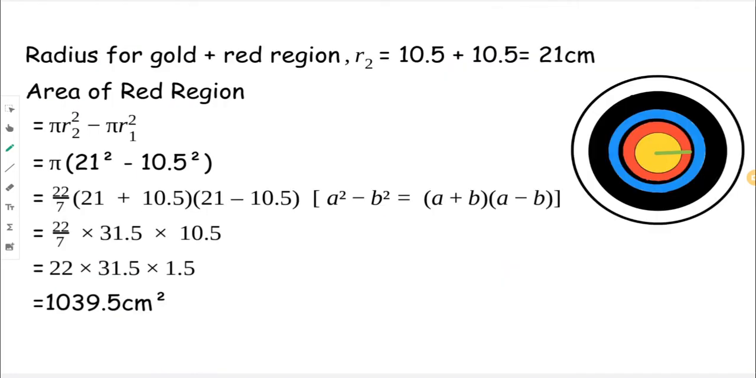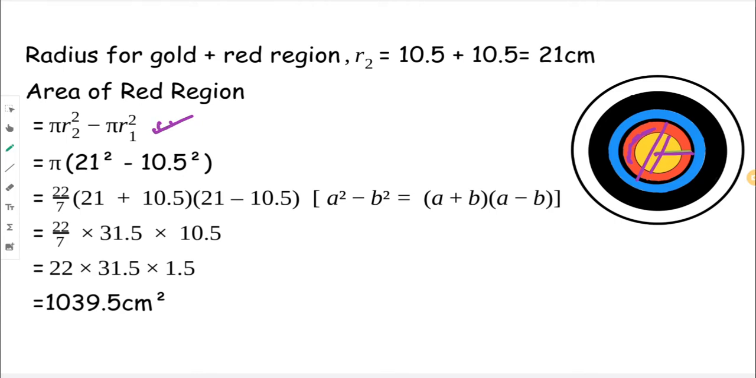Okay, now we're going to find the area of the red, right? But first we have to find the radius. So we know that from here till here is 10.5, and then from here till here is 10.5. So if I add, I will get 21. That means the whole thing, from here till here the radius is 21, which will be our r2. Now how do I find the area of this red region? Area of the bigger circle minus area of the smaller circle, I'll get the area of this red region. So I'm subtracting here, you can see, right? So r2 is the bigger radius and r1 is the radius of the gold. So I'm subtracting both the areas, right?